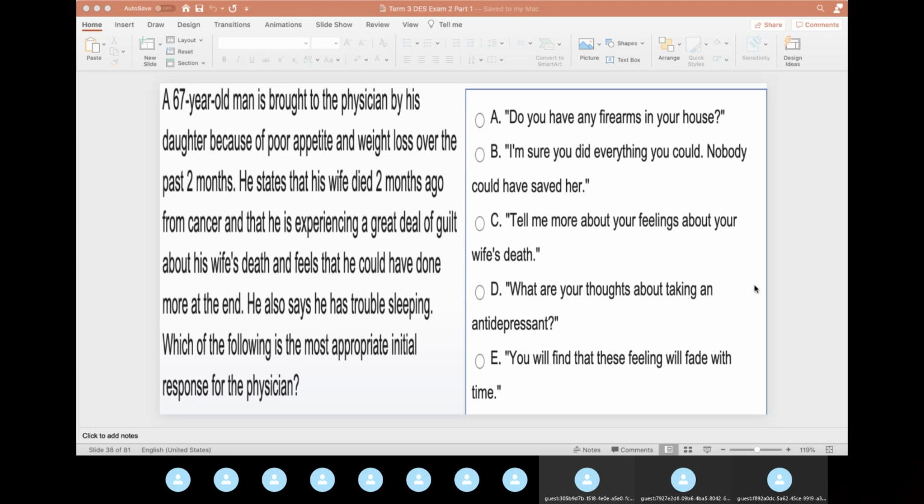Okay, what are we thinking here? You have a 67-year-old man with poor appetite and weight loss. His wife died 2 months ago from cancer, and he has a great deal of guilt. Maybe he didn't treat her well when she was still alive, and feels that he could have done more at the end. Which is the most appropriate initial response for the physician?